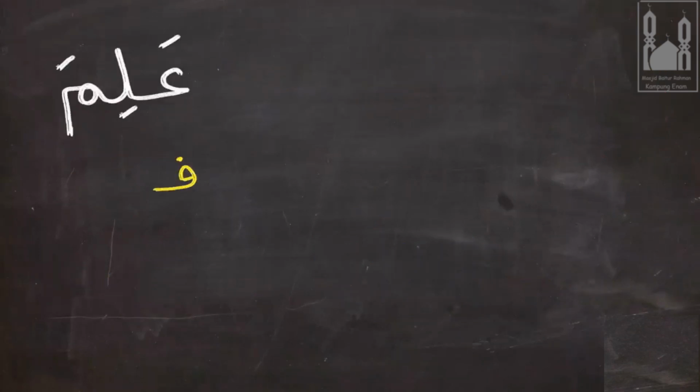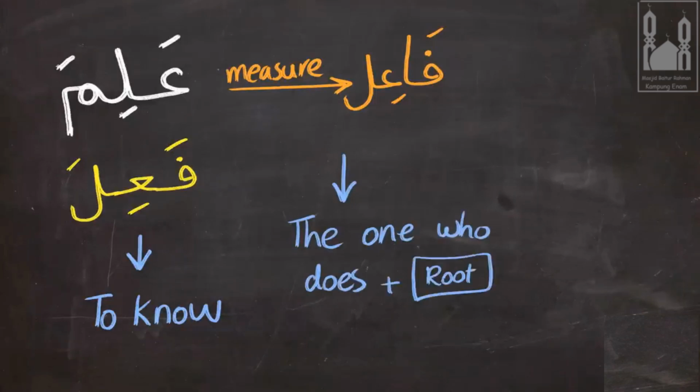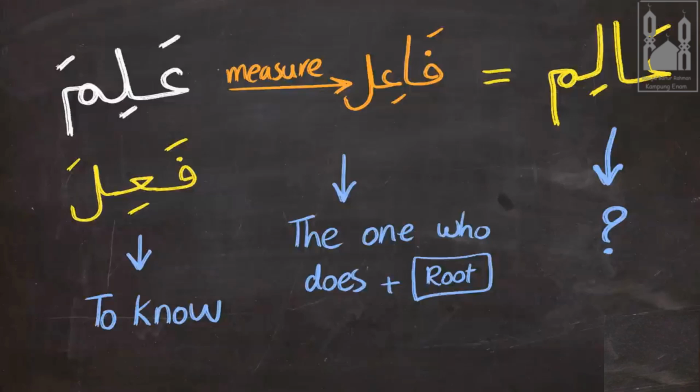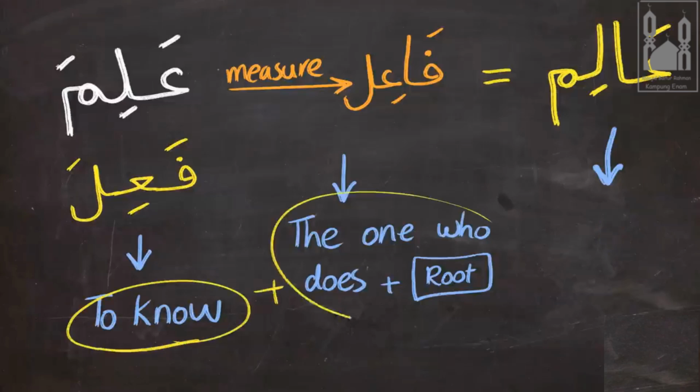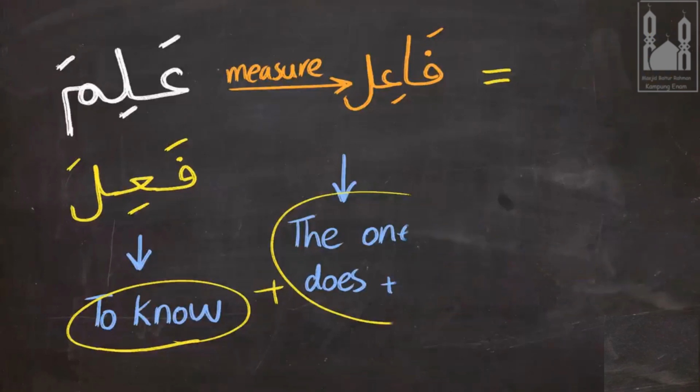Similarly, alima means to know, and its pattern is fa'ila. When you apply the same measure, which is fa'il, to it, we would have alim. What do you think alim means? If we derive it from the root alima, which means to know, and we apply the measure fa'il, which means the one who does the root, alim means a scientist.